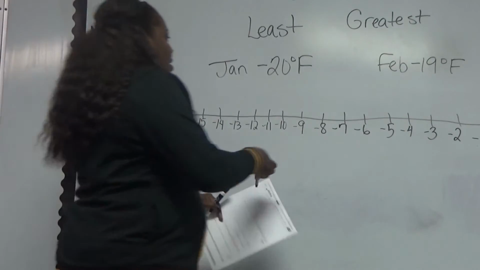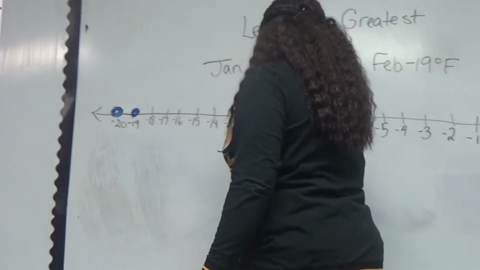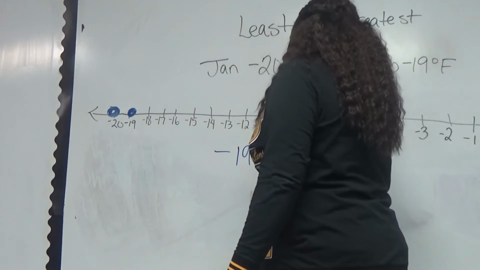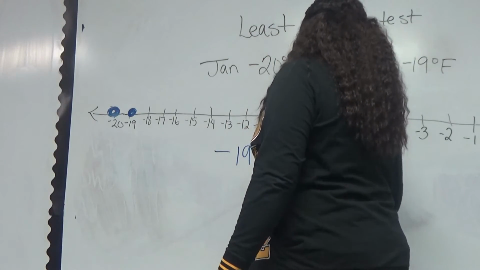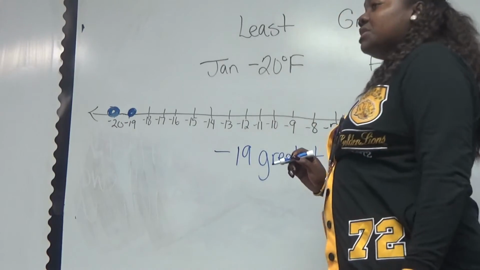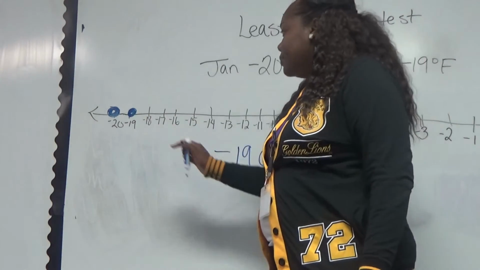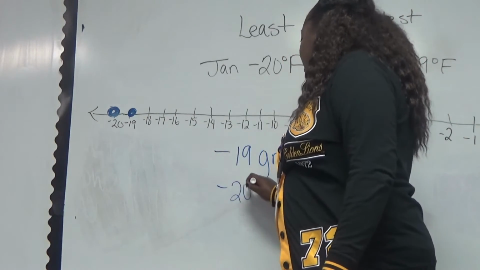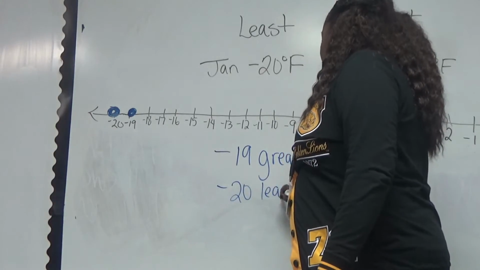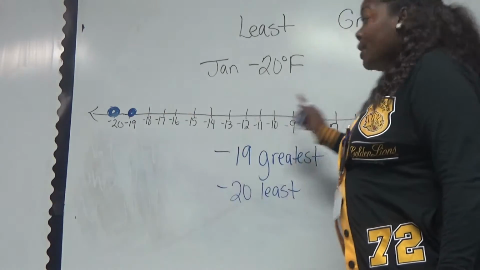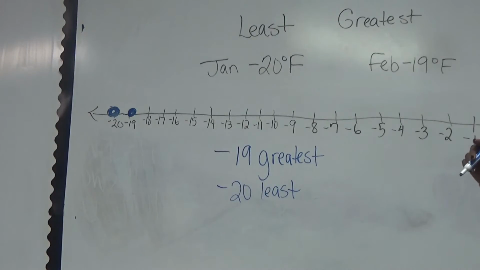All right, so negative 19 will be my greatest number because it's closer to what? 0. Because it's closer to 0. And negative 20 would be my least number because it is further away from my 0.